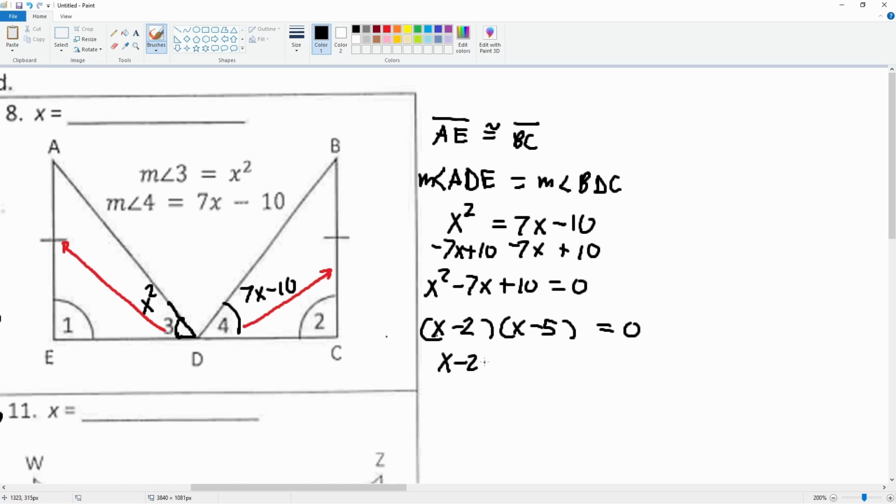So x minus 2 equals 0 and x minus 5 equals 0. So x is equal to 2 and x is equal to 5. Those are your two potential answers. X equals 2 or x equals 5. There are two answers here.